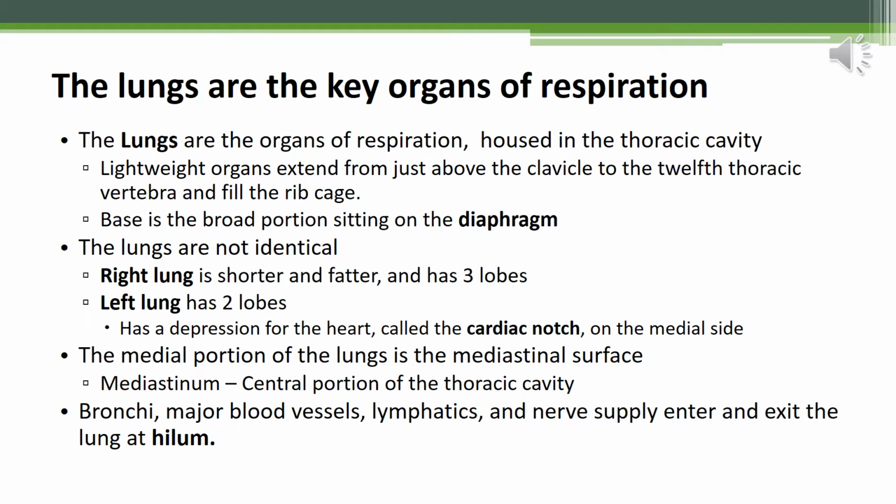And though we have two lungs, they're not identical. The right lung is shorter and fatter and has 3 lobes, whereas the left lung is longer and narrower and has 2 lobes. Now, the left lung has a depression or notch for the heart to fit into, called the cardiac notch, on its medial side.